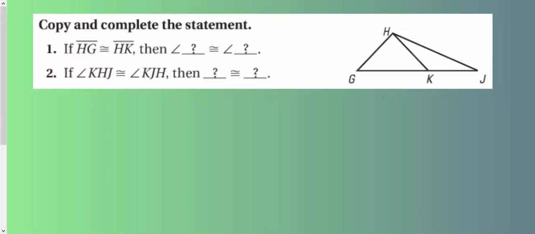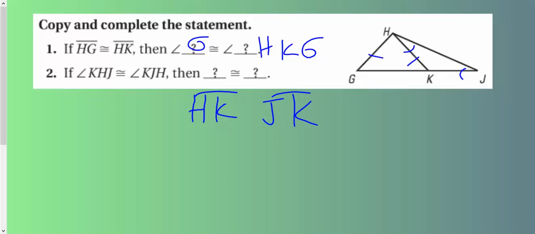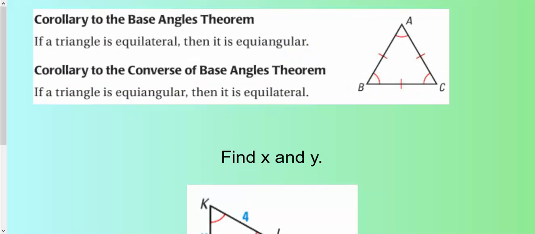Copy and complete this statement is kind of just some basic definition stuff. HG and HK are congruent. Then angle HKG, notice how I didn't call it angle K because I don't know which angle K is. KHJ is congruent to KJH. Then we can say the opposite sides are congruent. HK and JK are congruent. So base angles and converse of the base angles theorem.